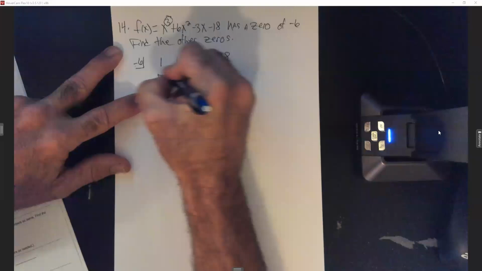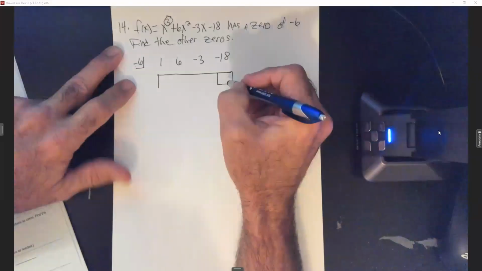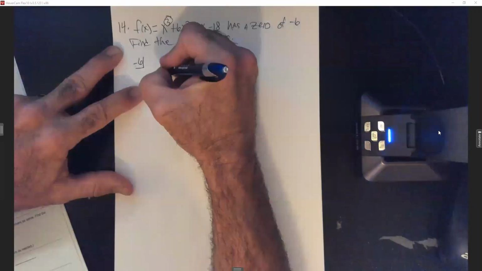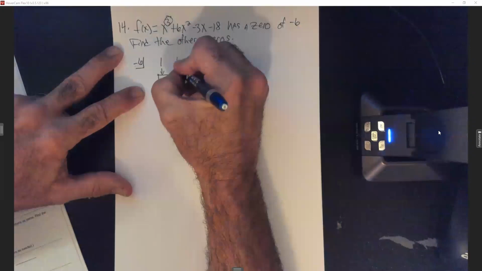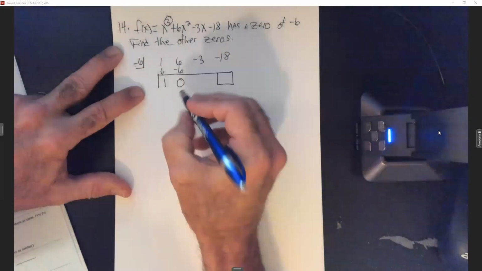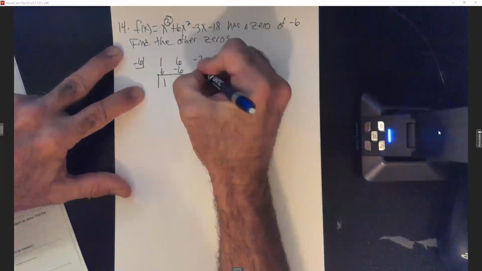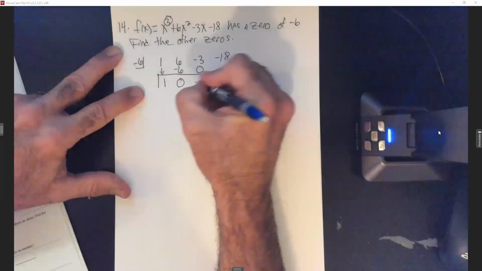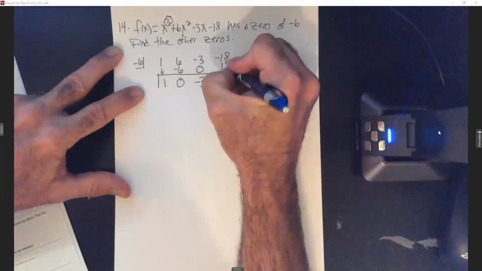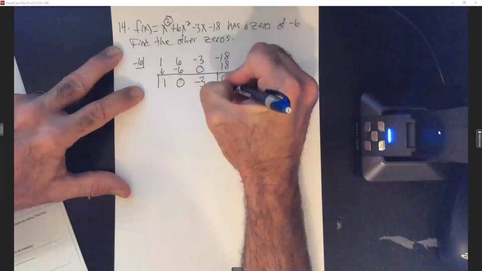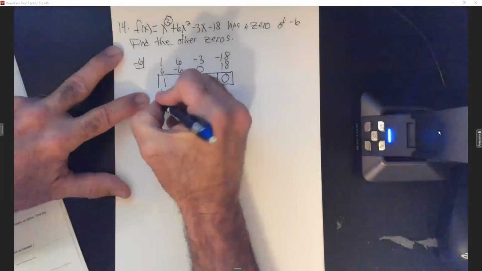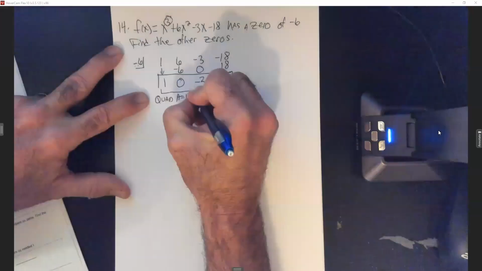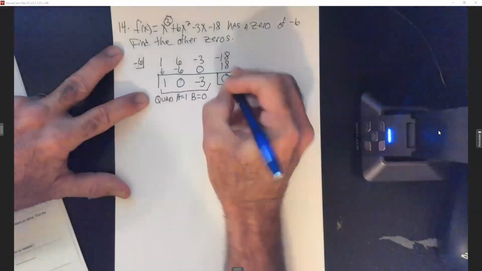Now, since they told me this was a 0, my remainder has to be 0 when I do this, okay? So here we go. We bring the 1 down. 1 times negative 6 is negative 6. Add that together, that gives me 0. 0 times negative 6 is 0. Negative 3 plus 0 is negative 3. Negative 3 times negative 6 is 18, which gives me my 0 remainder. So since I got 3 numbers left, I'm going to use the quad. A is 1, B is 0, C will be -3.